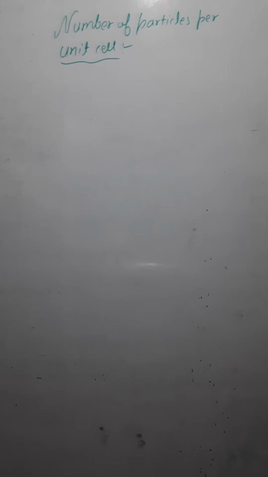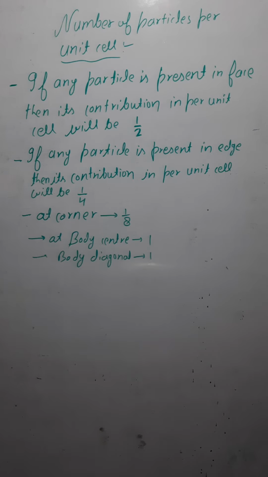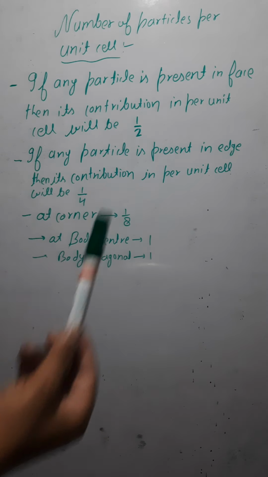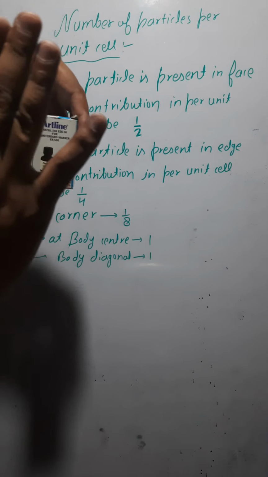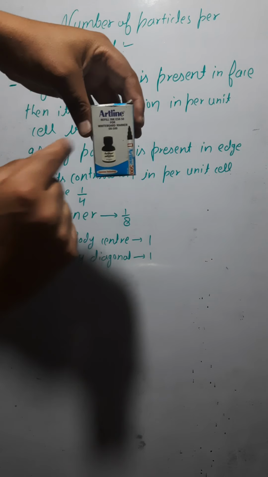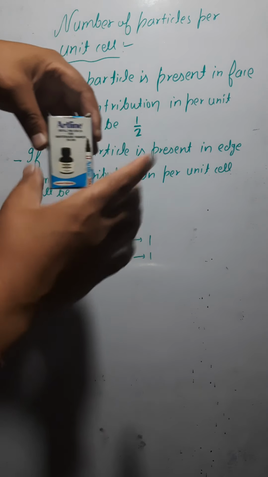So let me write all this. First, if the particle is present on the face, as I have just shown you, one more unit cell would be joining from here, so its contribution to each unit cell would be half.